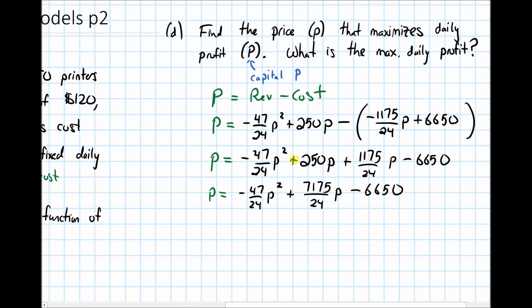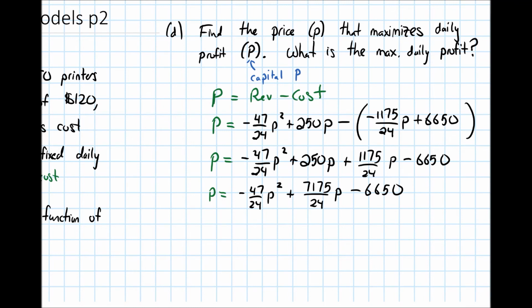So I'm doing the arithmetic kind of quickly because that's not really the heart of the problem. I want to spend more time talking about the concepts of how to actually maximize this profit rather than doing the arithmetic. So that's why I went through that a little bit quickly. Okay, so we got this function for profit.